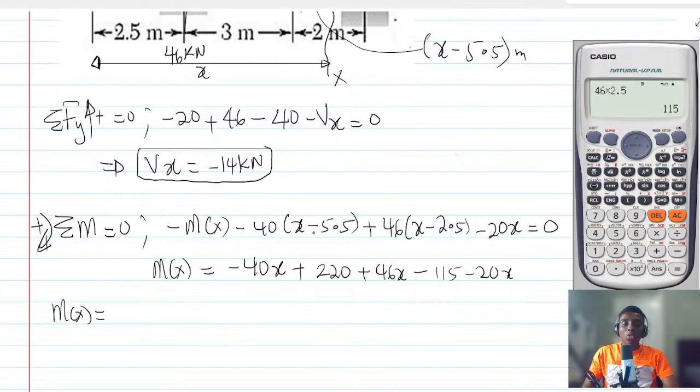So m of x is going to what? Minus 40 plus 46 minus 20. So we are looking at all the x. So that is minus 14x, 220 minus 115. So that will give us what? Plus 105. Okay.